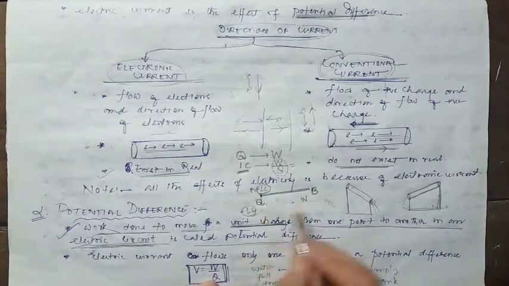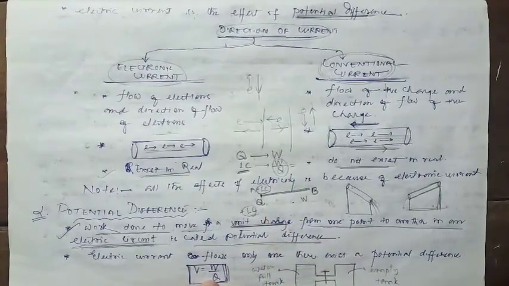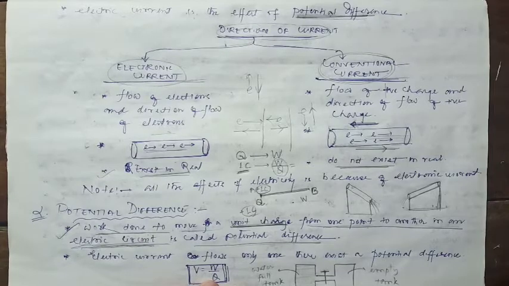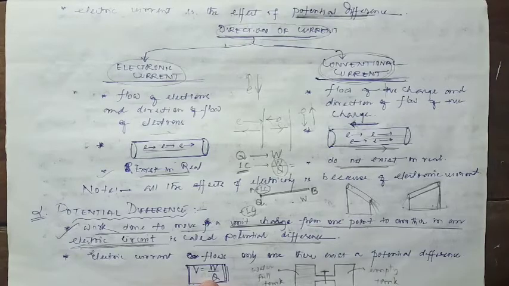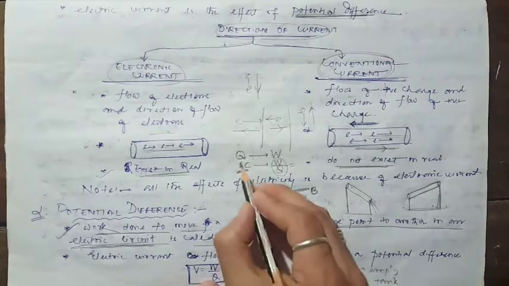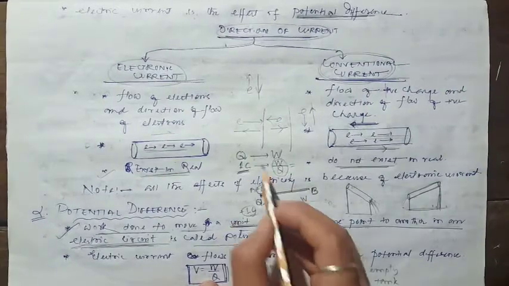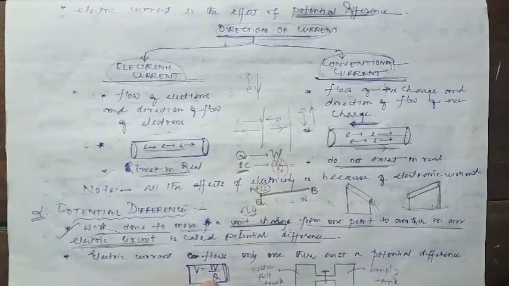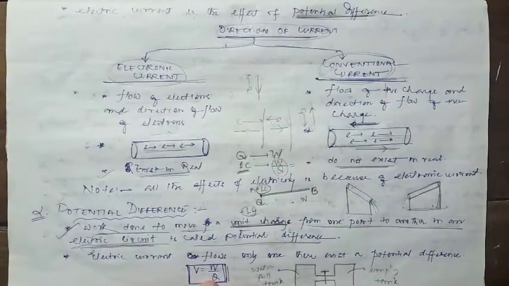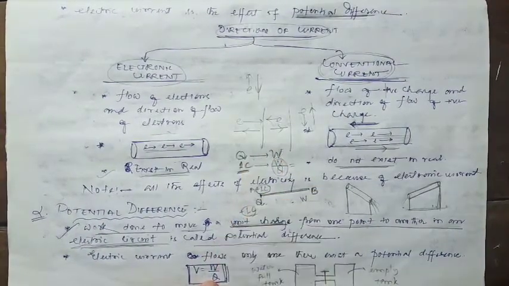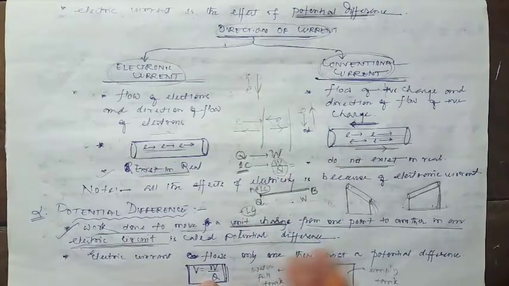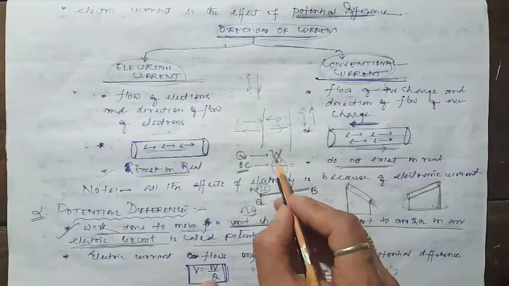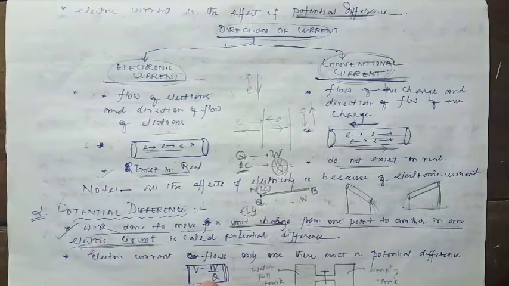Potential difference between point A and B is the amount of work done to move 1 coulomb of charge. 1 coulomb of charge, not 2 coulomb, not 3 coulomb, not 4 coulomb, only 1 coulomb of charge. So Q coulomb of charge needs W amount of work or W amount of energy. So 1 coulomb charge needs W by Q amount of energy. So W by Q amount of energy is the potential difference between A and B.